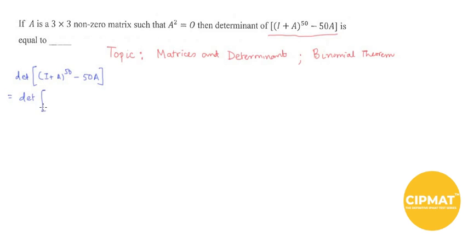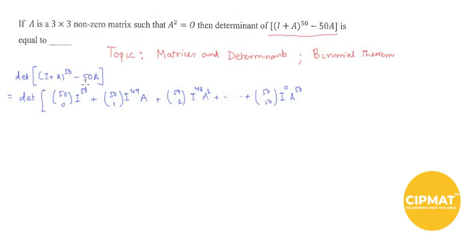So determinant of I plus A to the power 50, this will be 50 choose 0, I to the power 50 and A to the power 0, that is I itself, that is the identity matrix itself. So we are going to leave that alone, plus 50 choose 1, I to the power 49 and A here, plus 50 choose 2, I to the power 48 A square, and it will go on till the last term, that is 50 choose 50, I to the power 0 and A to the power 50. And we have this minus 50A over here, so we are going to include that also, minus 50A.